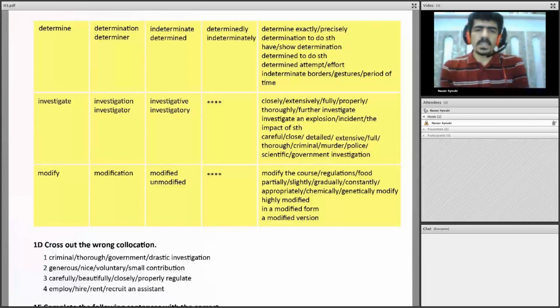Investigate an explosion, investigate an incident, investigate the impact of something. Careful investigation, close investigation, detailed investigation, extensive investigation, full, thorough, criminal, murder, police, scientific, and government investigation. Sorry, there were so many words.